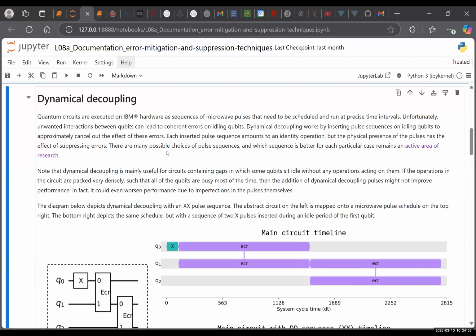As we saw before, there are many possible choices of pulse sequence. Previously what we saw was not in terms of pulse sequence, but in terms of these XY labels. Which sequence is better for each particular case remains an active area of research. They might have a paper link for that. The paper that the link points to may have further discussion.